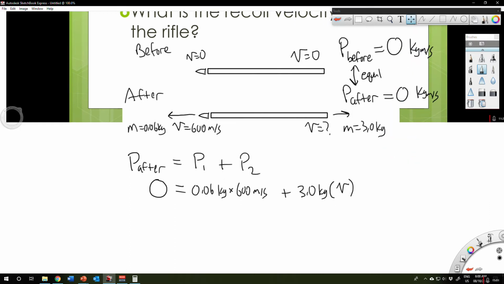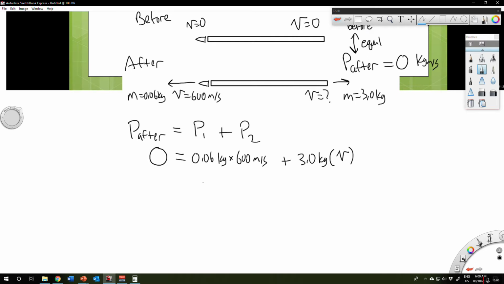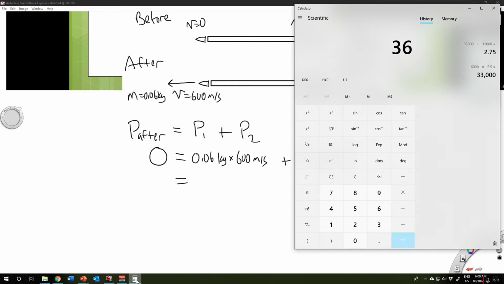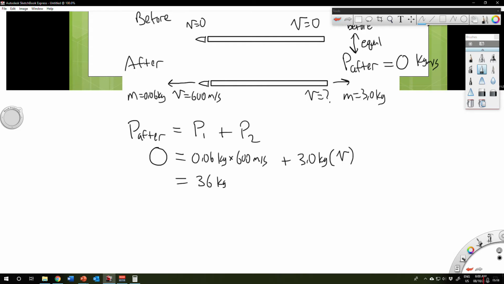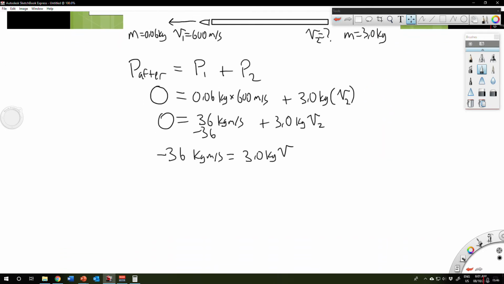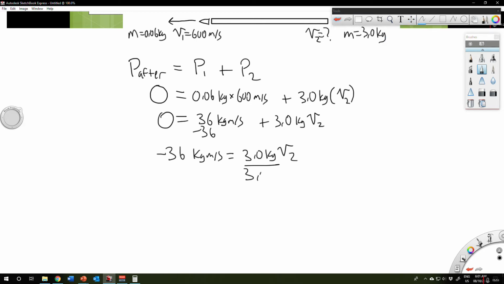Okay. Now the answer you get will end up being negative, and it'll make sense. So when I calculate this out, let's see, 0.06 times 600. This is 36 kilogram meters per second, plus 3.0 kilograms times V. We'll call that V2. Should have labeled these ones so they're separate. Okay, bringing this over, we'll subtract 36, so negative 36 kilogram meters per second equals 3.0 kilograms times V, or V2, and then we'll divide by 3, and we get negative 12 meters per second equals V2.